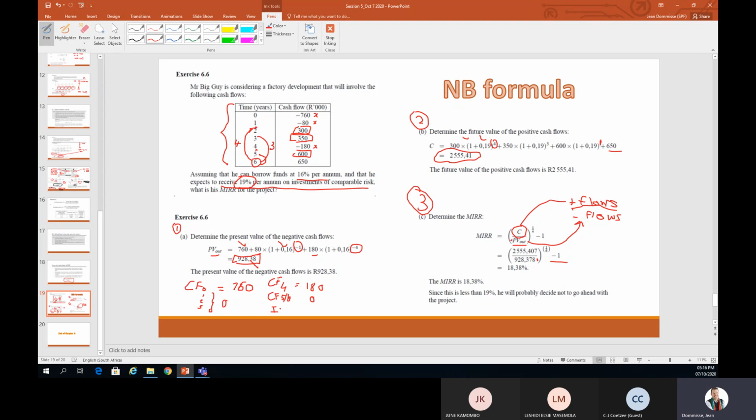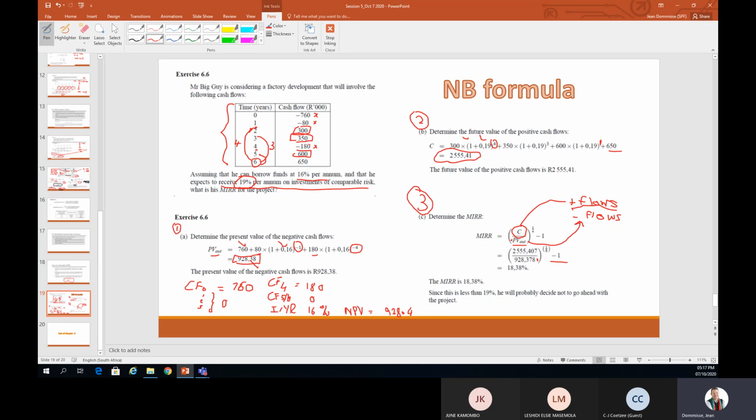Use your interest rate of 16%, and then if you press to get the net present value, you will actually get 928.4. I just rounded it off to 1 decimal, but if you round it off to 2 decimals, you will get it as well. Then I would clear the function, and then start with a reset.